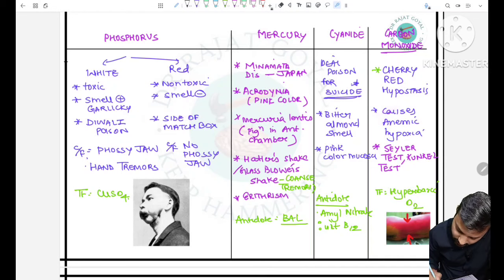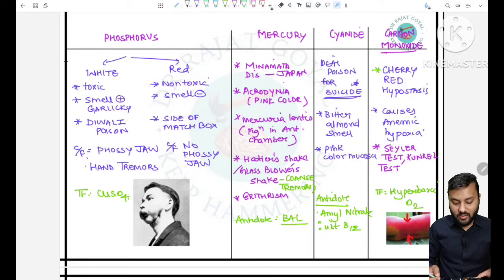hypoxia. And some tests are done, such as the Kunkel test, for carbon monoxide poisoning, and the treatment is hyperbaric oxygen, because hypoxia is there. So firstly the treatment will be hyperbaric oxygen.